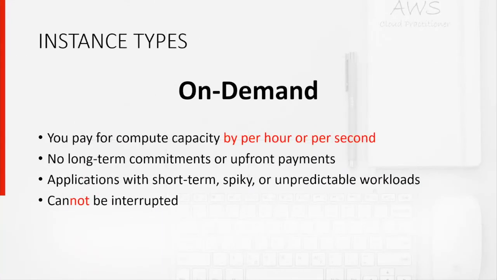All right, now EC2 On-Demand. Just like you go to your cable TV and you want to pull up a movie on demand, you can go to AWS and pull up a computer on demand. So you pay for compute capacity by the hour or per second. There are no long-term commitments or upfront payments. It's for applications with short-term, spiky, or unpredictable workloads that cannot be interrupted.